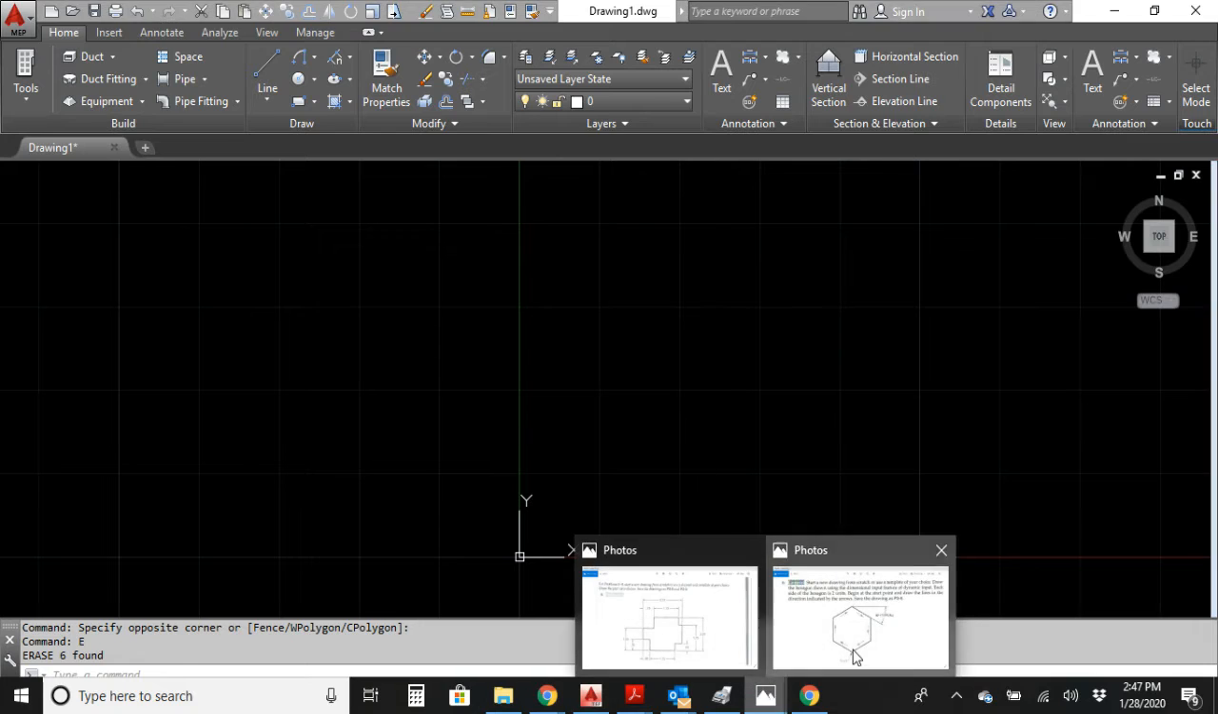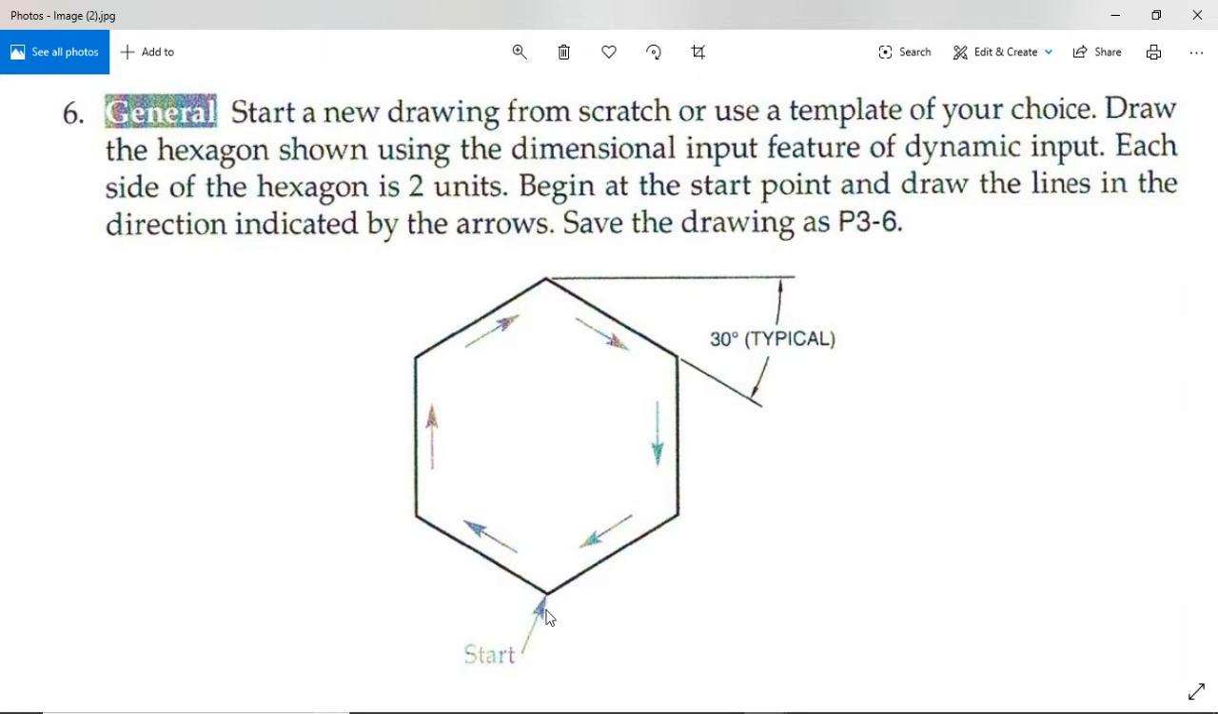So how does it work? We're going to start at this corner. We're going to travel 2 units in this direction. Well, what is that direction? All the angles are either straight up and down, like these two, or 30 degrees from the horizontal.